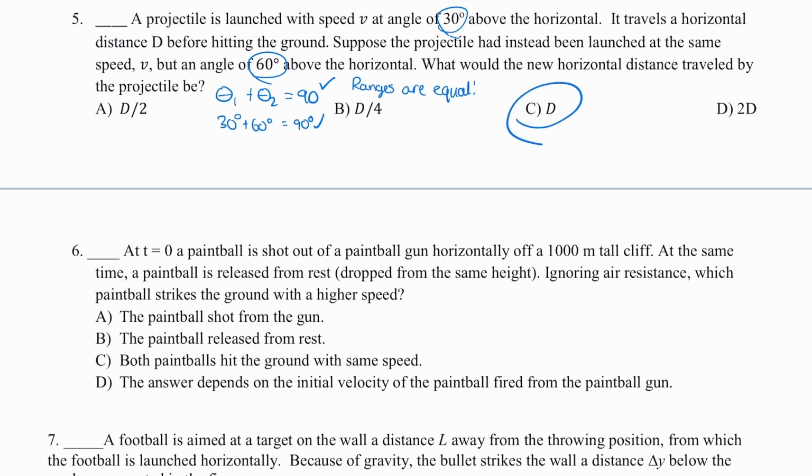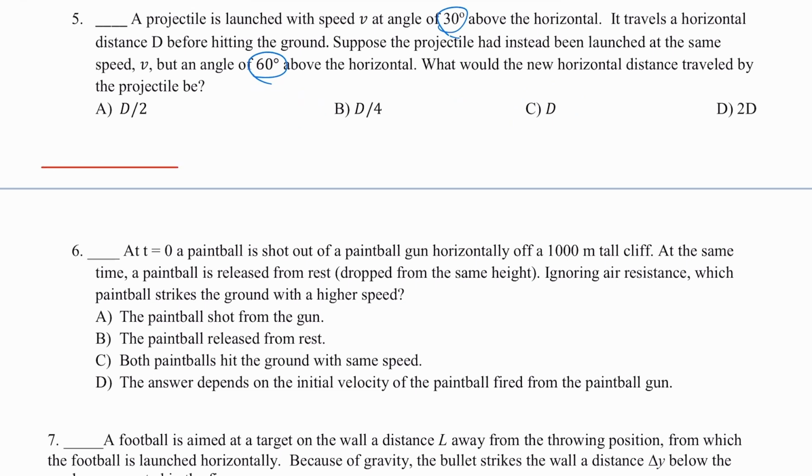Now, if you are unaware of this concept and you were going to solve this mathematically, here's how you would do that. Let's picture the motion of this object. It's launched with speed v at an angle above. It's going to travel a horizontal distance d before hitting the ground again. So from here to here is a distance d. The question is asking about this new horizontal distance given a different angle measure.